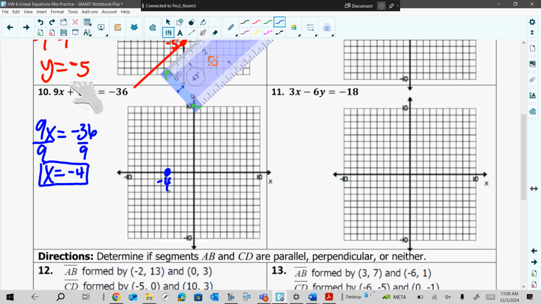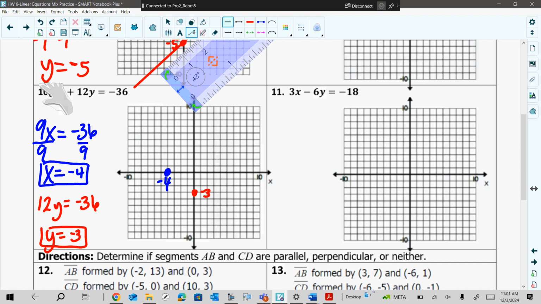Now we have to find the y-intercept. So that means cover up the x. That would give me 12y equals -36. Yep, that is right. There's my -3. Yep, and then we're going to connect our points.